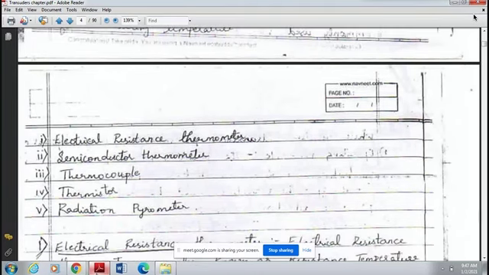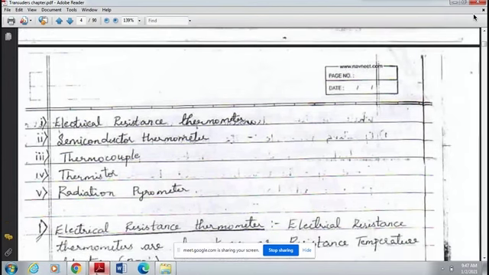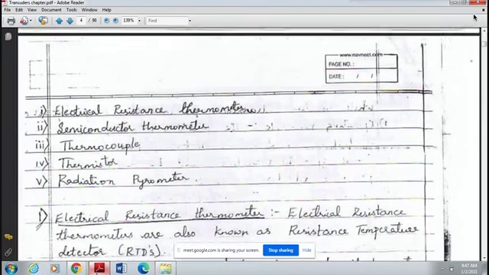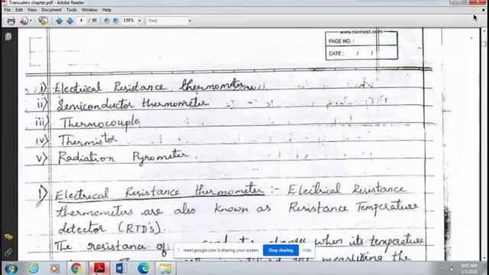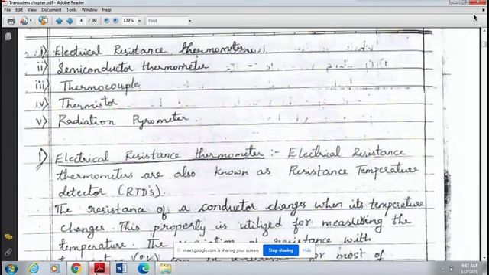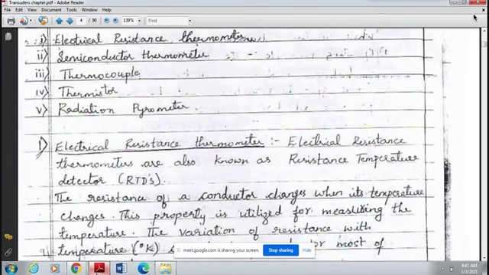Okay. So first let us study the first type of transducer, that is the electrical resistance thermometer, also called the resistance temperature detector. So what is this resistance temperature detector? You can see here, resistance temperature detectors.